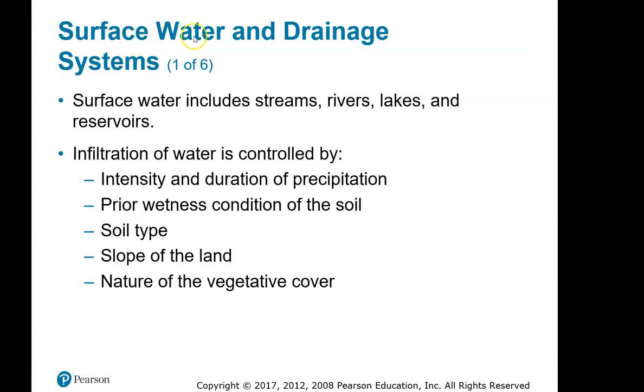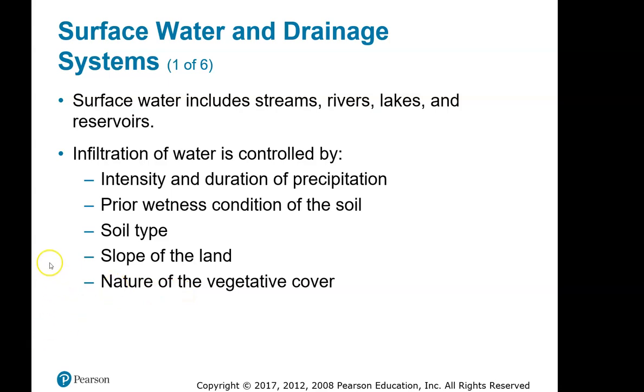All right, now we get to surface water, you know, rivers, lakes, reservoirs, things like that. So, infiltration of the water is controlled by the intensity and the duration of precipitation. Like, if it rains for a long, long time, you got a flood. The prior wetness conditions of the soil, the type of soil, the slope of the land, and of course the nature of the vegetation. Right, that's actually really important.